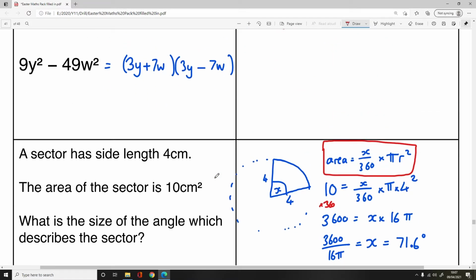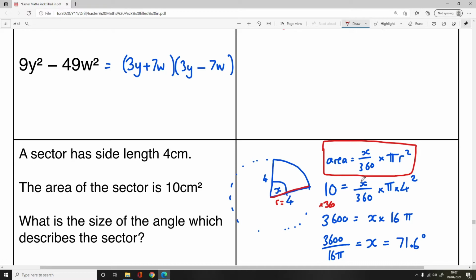Next one is a sector. Now a sector is a slice of a circle, and it says it's got side length of 4, so that's actually the radius of the circle, because that's like the length of the straight bit, which helps. So I think drawing this diagram is kind of crucial. It says the area is 10, so we want to find the angle. So we need the formula that involves the area, and that's this one here, x over 360 times pi r squared. Arc length will be x over 360 times pi d.